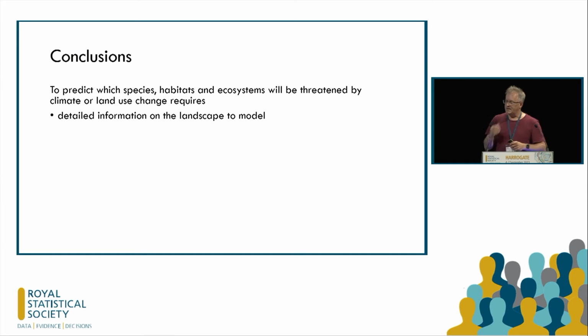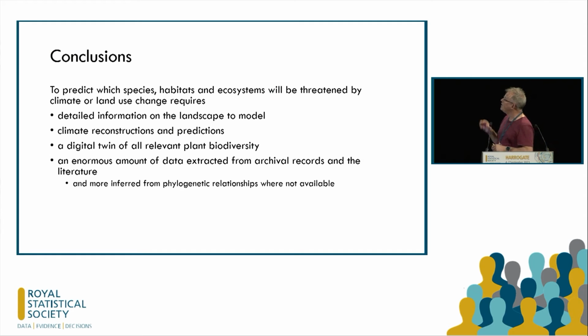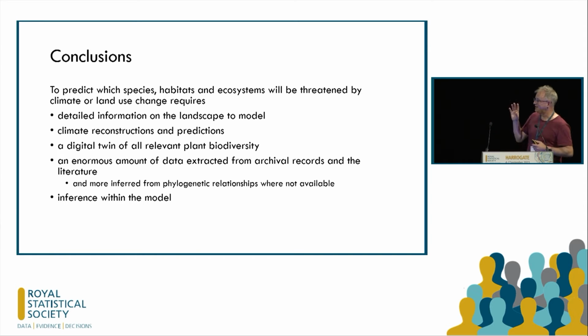Anyway, we need an enormous amount of data. My take-home message from this digital twin work is that we just need data and more data and more data. We need data on the landscape. We need climate reconstructions. We need the climate predictions that the Met Office and others are making. We need that digital twin working, and we think we're getting somewhere, but it's so data hungry. We need an enormous amount of data from archival records, and really good algorithms to extract it. We need phylogenetic inference to fill in the missing gaps, and botanical experts to validate the data. We need inference within the model. We haven't even started that yet. That's our plan for next year, to fit parameters that we can't extract from the literature.